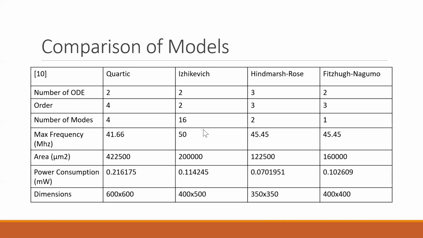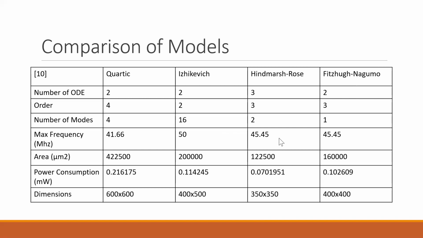So if we are implementing ASIC circuits and we do not worry about anything and we want the highest frequency possible, we would go with the Izhikevich model. But now if we have a constraint on the area, then we should go with the Hindmarsh-Rose model.